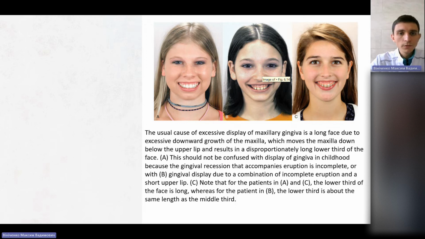This should not be confused with display of gingiva in childhood, because the gingival migration that accompanies eruption is incomplete, or with gingival display due to a combination of incomplete eruption and short upper lip. There could even be a short upper lip. We make an examination, a radiographic examination, and we see if it is a short lip. About the occlusal plane and the palatal plane angle, if it is normal, we understand that the maxilla is in normal position.